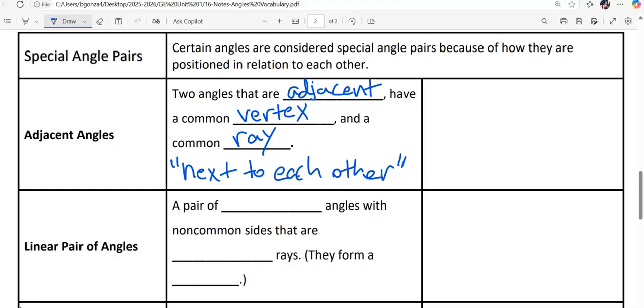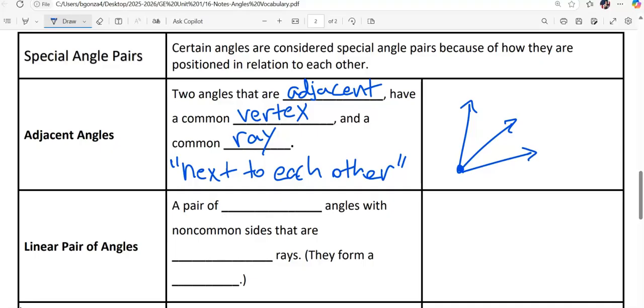Okay. So adjacent just means next to each other. So check this out. If I got an angle like this, they're going to share this vertex and be right next to it. Those are buddies, next door neighbors. They share the ray in between them. They share the vertex, that corner where they touch. Okay. So adjacent just means next to each other.